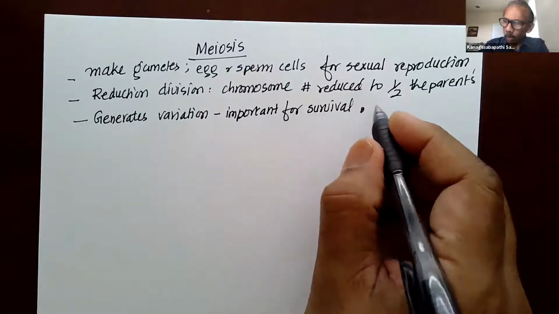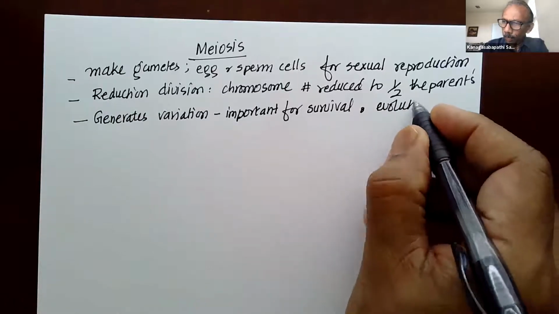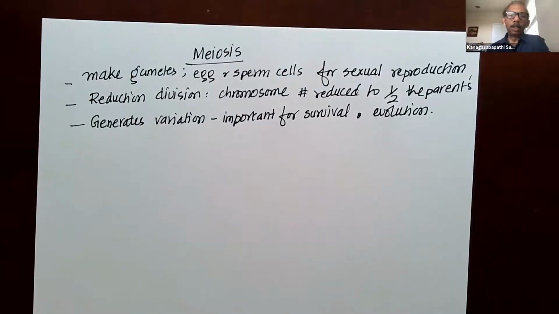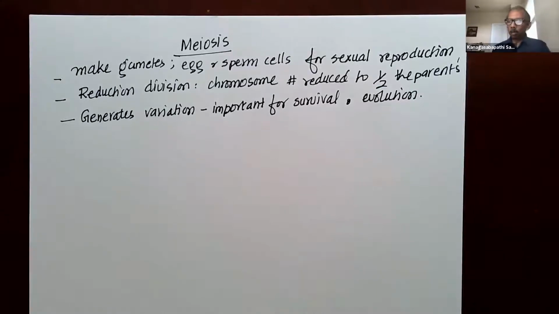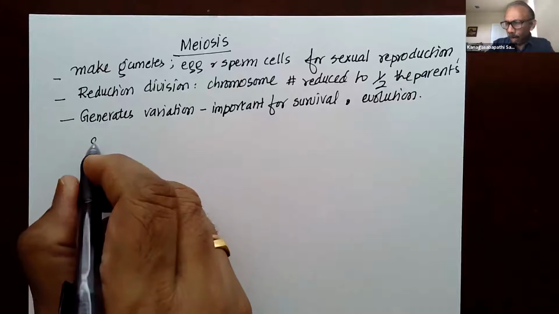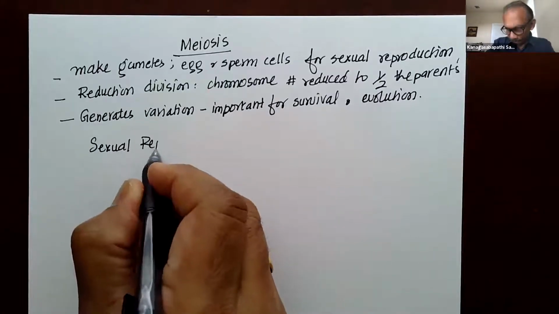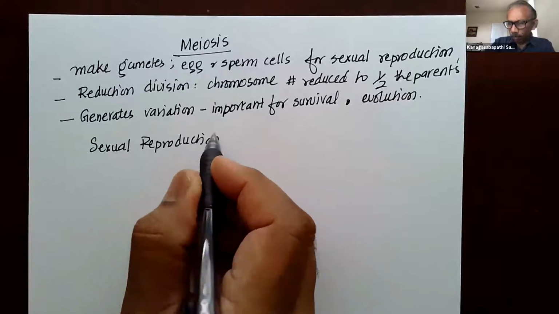And also evolution in the long run. So adaptation and evolution is very critical. Let's take a look at how meiosis plays a role in sexual reproduction. Then we will get into the actual process of meiosis.